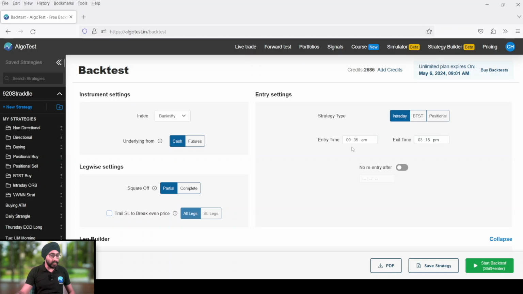So this is my backtest page. Entry time, I'll just keep it randomly at 10:30. I'll exit at 3 o'clock. Again, this is just a demonstration. So what are we trying to do? I'm trying to make a non-directional strategy. Now, how do I make a non-directional strategy? My entry time is at 10:30. I know between 10:30 and 3, the market is quite silent. I want to capture the theta.